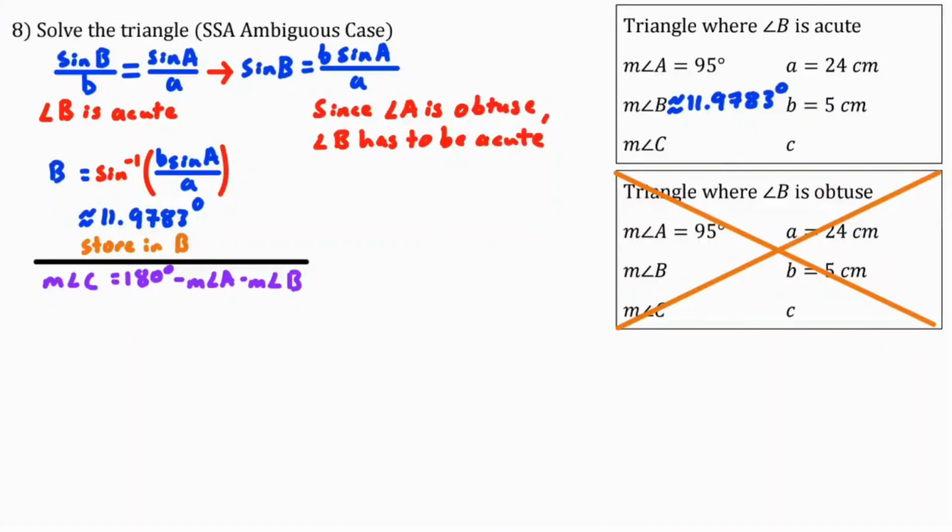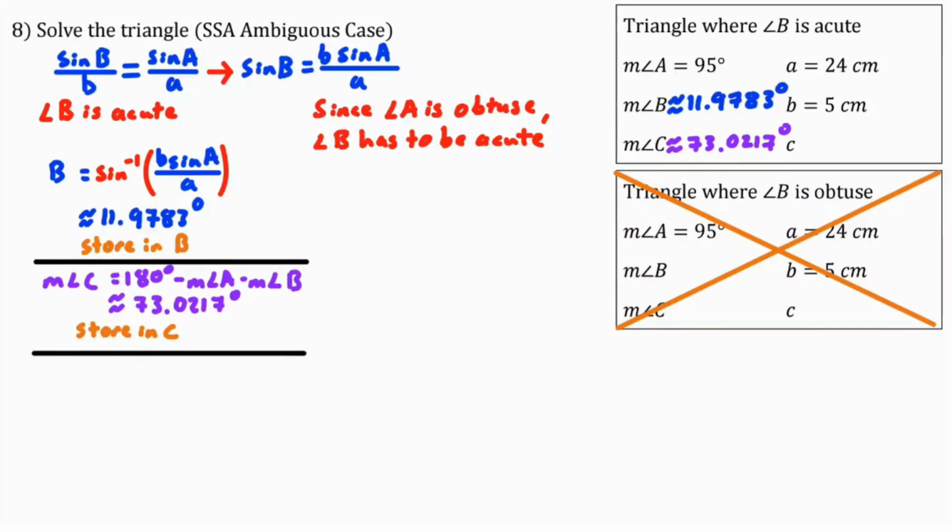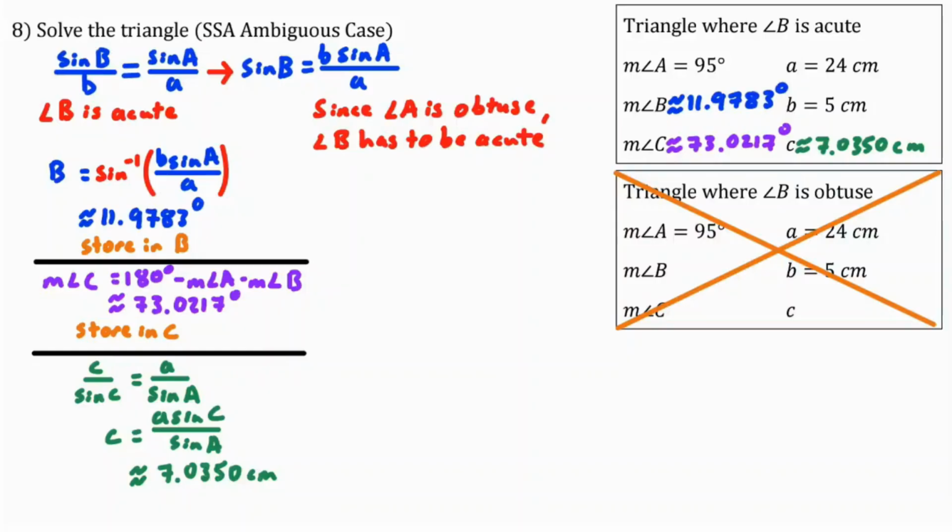All three angles should add to 180 degrees. Type this in the calculator, you get about 73.0217 degrees. We'll store this for C, and then section it off. Lastly, we'll solve for side c. So we have c over sine C equals a over sine A. Multiply both sides by sine C, type this in the calculator, you get 7.0350 centimeters, about. And we'll check to make sure all three angles add to 180 degrees. The smallest angle should correspond with the smallest side, middle with middle, and the largest with the longest. Alright, this is an example of a side-side-angle with one triangle.